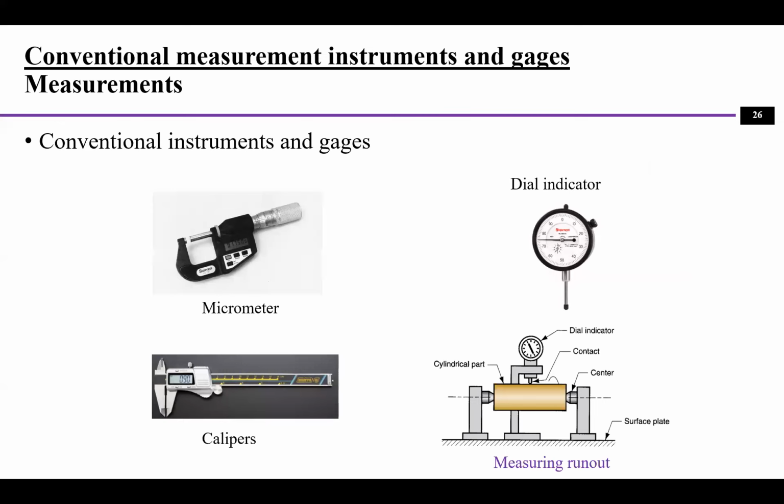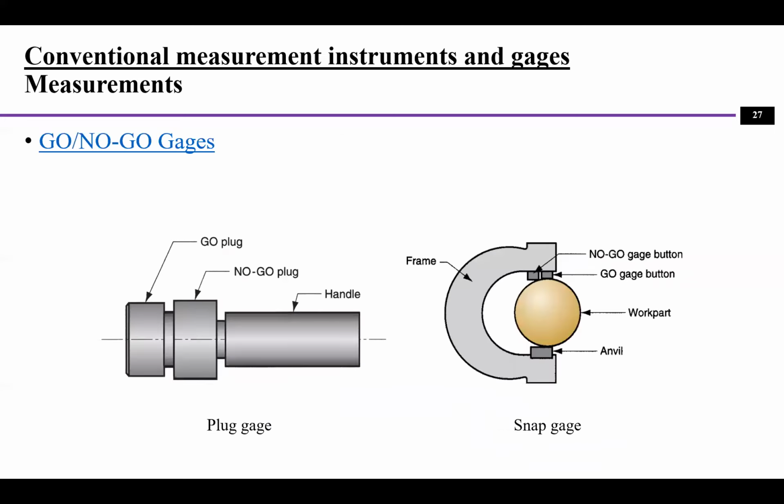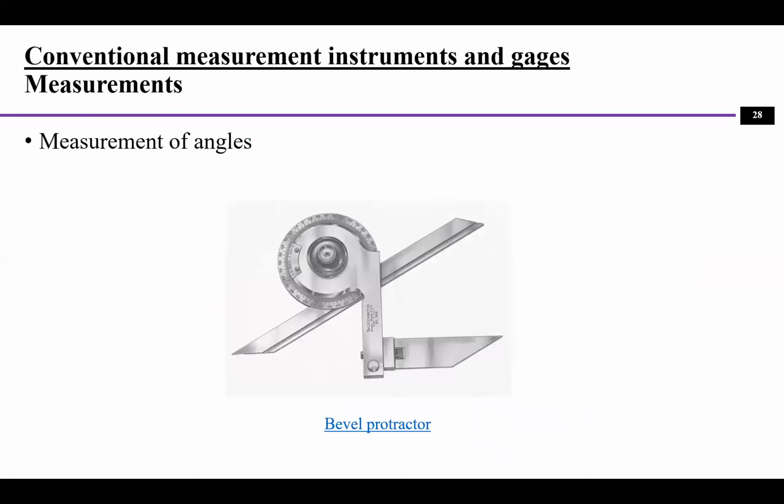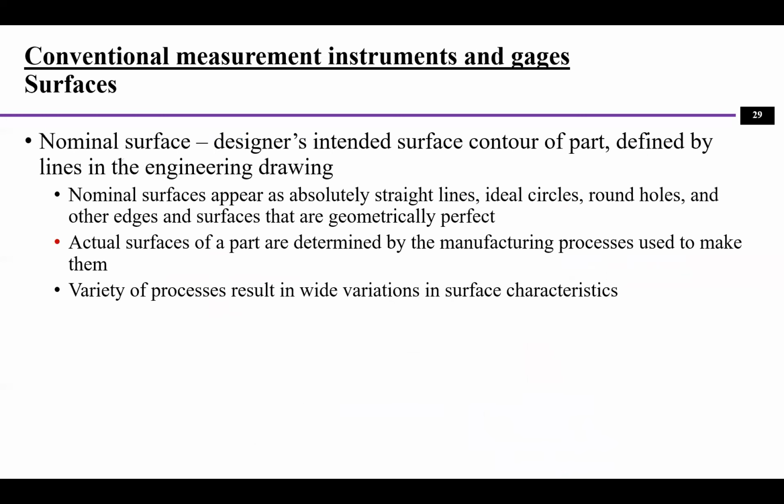And for the devices or instruments, we already have, for some of the labs, micrometers and calipers. And this is to measure the runout. So we use a dial indicator, and there's a probe here, in contact with the part. When the part rotates, the value will be reflected on the dial. Then we can use the dial to find out the runout values. And go and no-go gauge, we already had a lab about it. And this is a protractor to measure the angles.